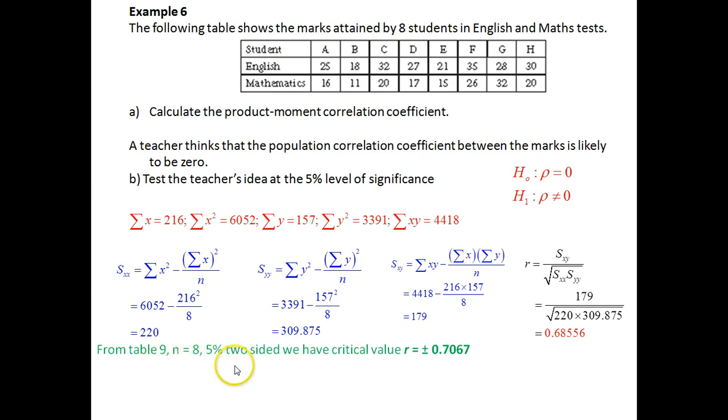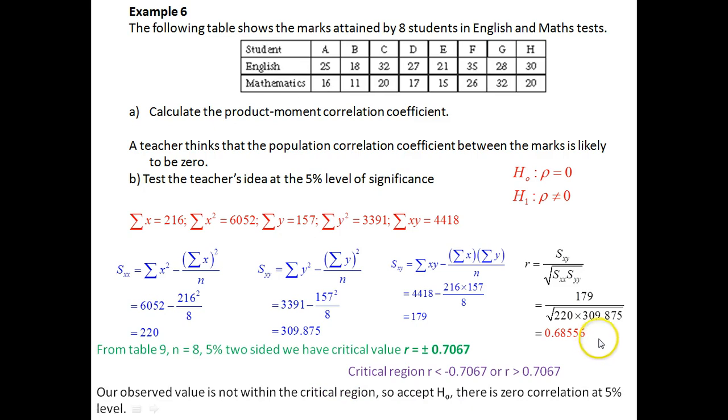Now we are going to test this, so we'll be looking at table 9 with n equal to 8, 5% two-sided. It's two-sided, so our critical value of R from the table is 0.7067. So our critical region is R less than minus 0.7067 or R greater than 0.7067. Our observed value is not within this critical region, therefore we have to keep H0. There is a zero correlation, there is no correlation at the 5% level.